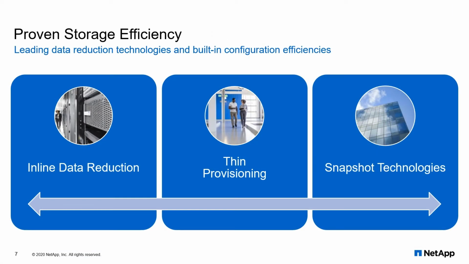NetApp has for years provided leading data reduction technologies and built-in software configuration efficiencies such as thin provisioning and snapshots. This all-flash platform, combined with these latest technologies, will work together to enable you to store and protect more of your data. It can differentiate between hot and cold data, and in doing this will prioritize what methods are used to compress that data. It will also deduplicate the data before compression to aid in further storage efficiencies.